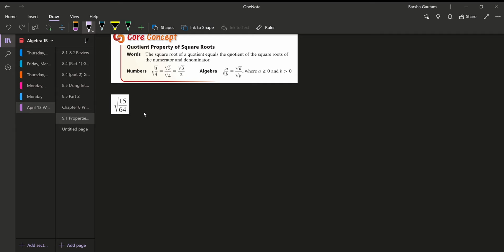So go ahead and pause the video and try to do it on your own first. So what we're going to do here is let's separate it out again. So we're going to separate the top part, root 15, and we're going to give each, the top and the bottom, its own root symbol. So we have root 15 and root 64.